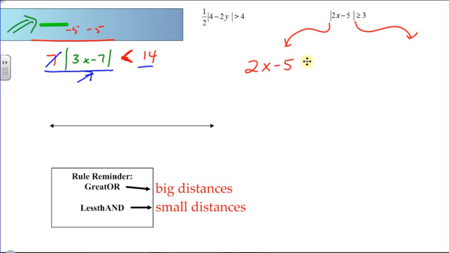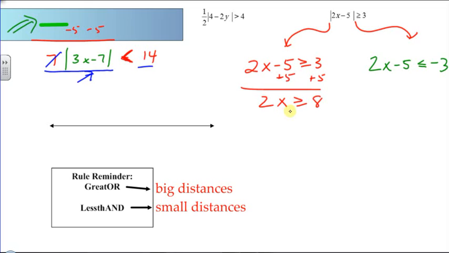2x minus 5 is greater than or equal to 3. That's easy enough. And then 2x minus 5 is less than or equal to, remember we got to flip and we got to negate, so it's going to be less than or equal to negative 3. Now you've got a couple of first year algebra problems to solve. They're not difficult. We're going to add 5 to both sides here. Gives me 2x greater than or equal to 8. We're going to divide by 2. Give me x greater than or equal to 4.